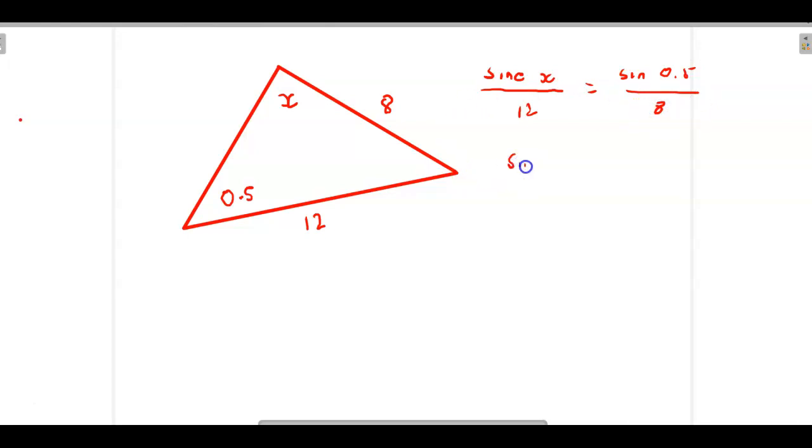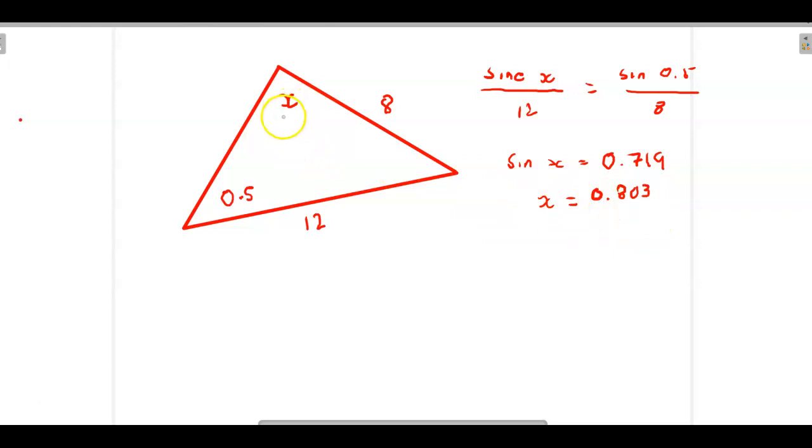Now, when I do the calculation, I'm just going to do that right here on my calculator. I'm going to do 12 times sine 0.5, making sure I'm in radian mode, and divide it by 8. I will get the answer 0.719. Now that is not the angle, but the sine of the angle. So now I'm going to do the inverse sine to get the x. And that gives me 0.803.